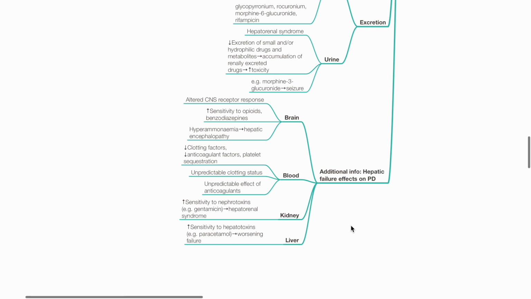Additional information: hepatic failure affects pharmacodynamics in several ways. Hepatic failure increases sensitivity of the brain to opioids and benzodiazepines. Hyperammonemia causes hepatic encephalopathy. Reduced production of clotting factors and anticoagulant factors and platelet sequestration cause unpredictable clotting status and unpredictable effect of anticoagulants. Hepatorenal syndrome causes increased sensitivity to nephrotoxins such as gentamicin. There is increased sensitivity to hepatotoxins such as paracetamol, which exacerbates liver failure.